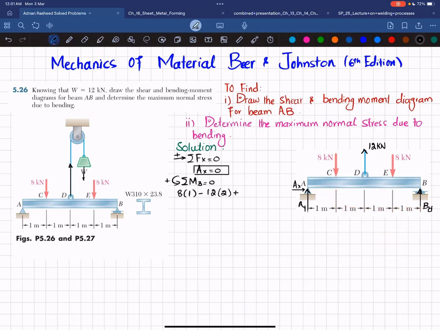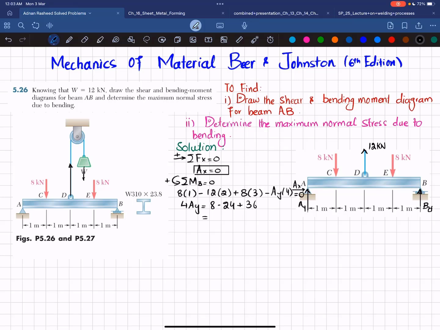Plus 8 multiplied by 3, and the last moment that is produced due to this Ay, and the perpendicular distance is 4, and it is producing a clockwise moment, so it will be negative. So minus Ay multiplied by 4 is equal to 0. Okay, now we will find this Ay. So 4 times Ay will be equal to 8 minus 24 plus 36.